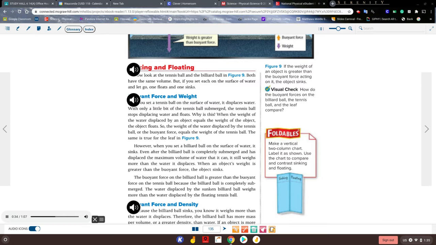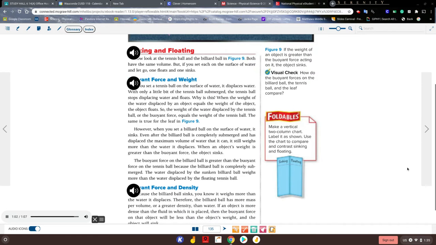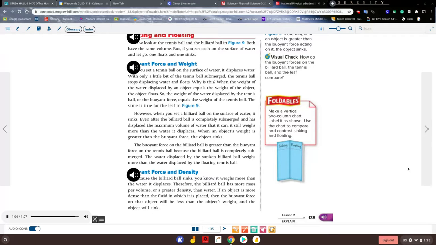However, when you set a billiard ball on the surface of water, it sinks. Even after the billiard ball is completely submerged and has displaced the maximum volume of water that it can, it still weighs more than the water it displaces. When an object's weight is greater than the buoyant force, the object sinks. The buoyant force on the billiard ball is greater than the buoyant force on the tennis ball, because the billiard ball is completely submerged. The water displaced by the sunken billiard ball weighs more than the water displaced by the floating tennis ball.